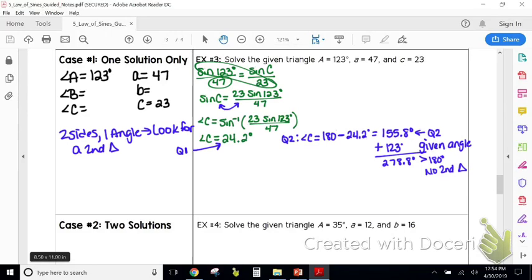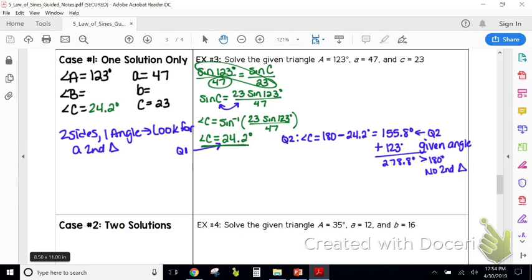There's only one triangle that can be formed with the information that they gave us up there. So I don't have to make a second chart. And I know that this 24.2 degrees is what my angle C is going to be equal to. And then we just finish it off the same way we did before. The only difference between what we did in example 3 and what we did in 1 and 2 is we didn't have to look for a second triangle there because they'd already given us 2 angles.